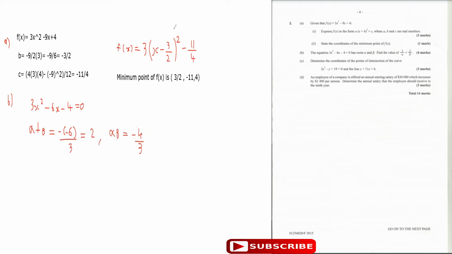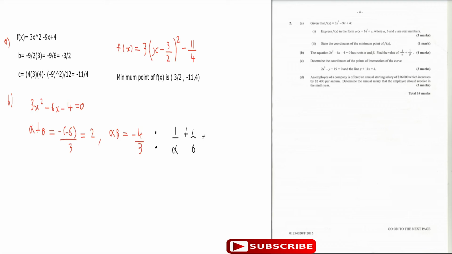Now they ask us to find the value of 1 over alpha plus 1 over beta. And so the value of 1 over alpha plus 1 over beta is what we want to find.